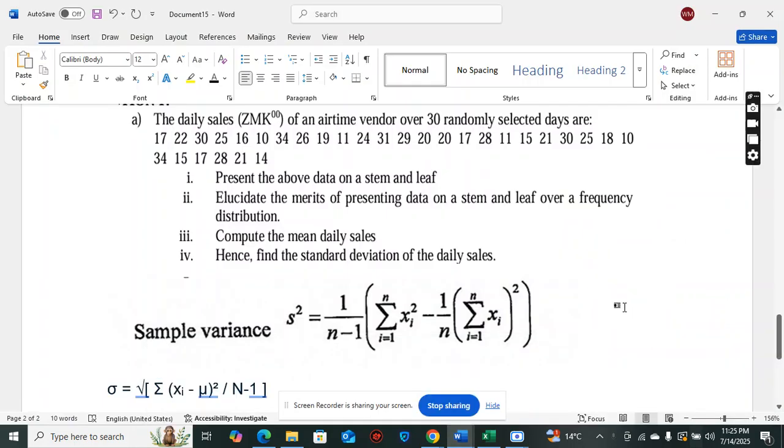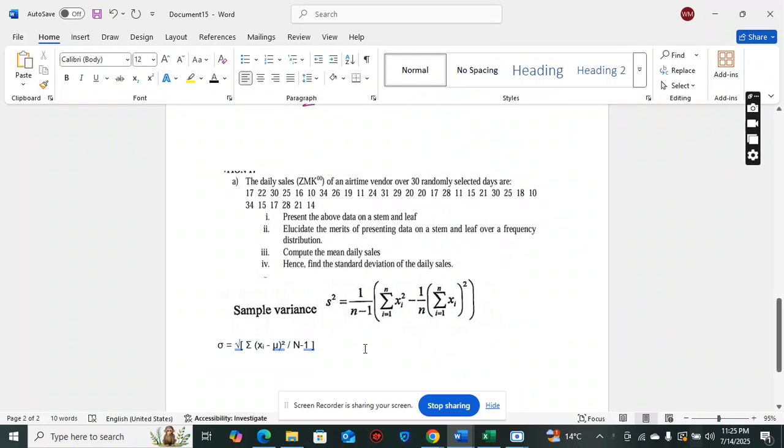Okay, so the daily sales of an airtime vendor over 30 randomly selected days are, so these are the sales for the vendor. Okay, so question one, present the data on a stem and leaf. Colleagues, how do we make a stem and leaf?